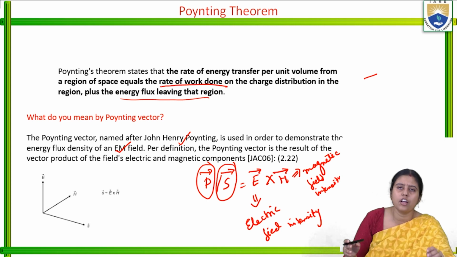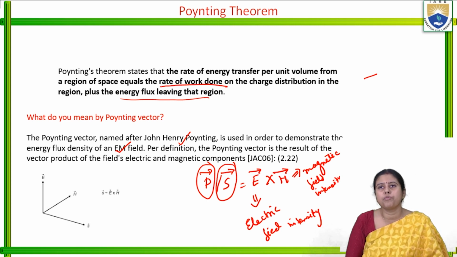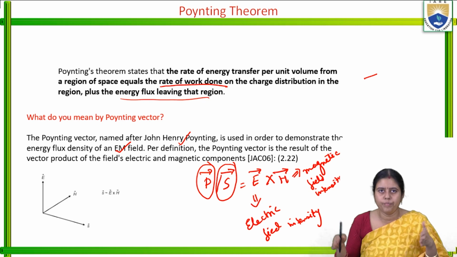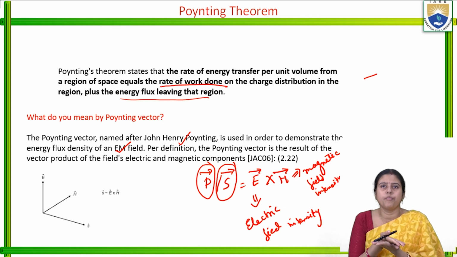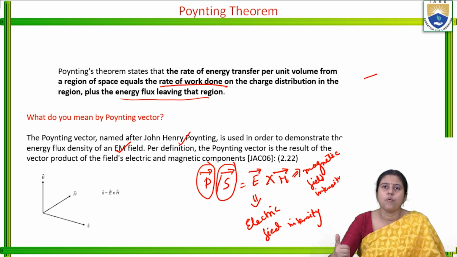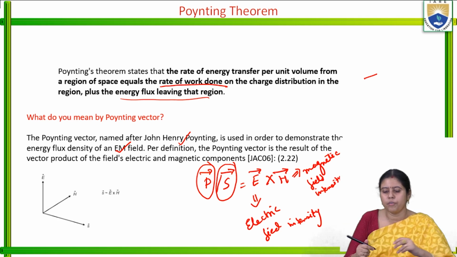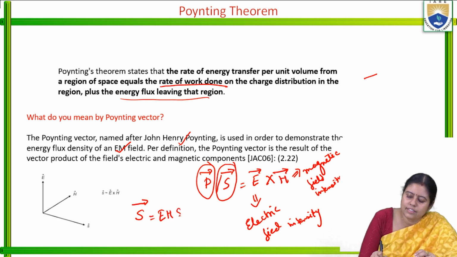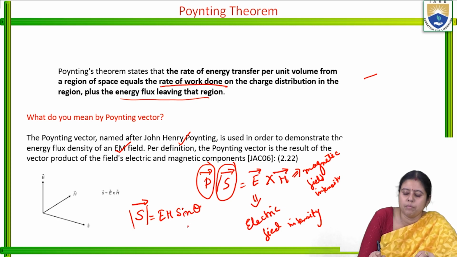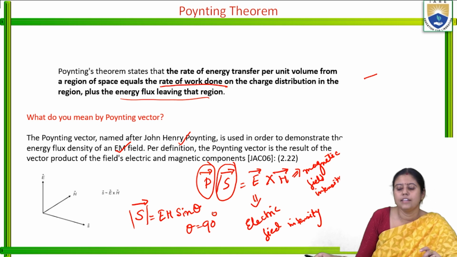And what is the direction of S? It is a cross product. The direction is always perpendicular to the electromagnetic plane. If there is a plane where the electric field and the magnetic field are superimposed, the S always works on it in the perpendicular way. So we generally write by S. S is equal to E cross H. The magnitude of S is EH sin theta, and it will be maximum when theta is equal to 90 degrees.